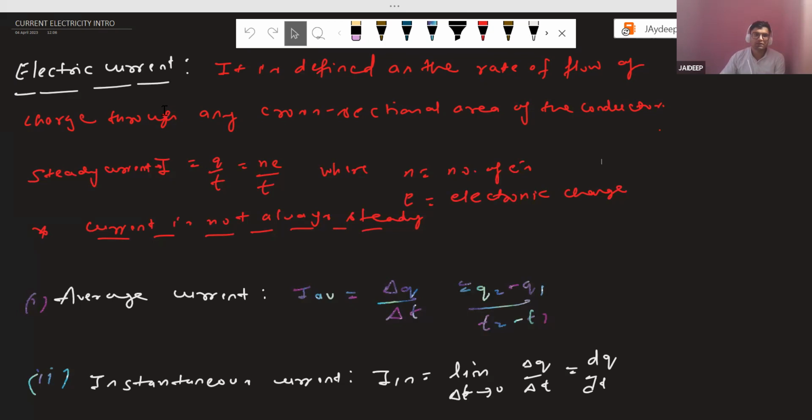Start with the next chapter, that is current electricity. Let's start from very basic. First is electric current. Electric current is defined as the rate of flow of charge.